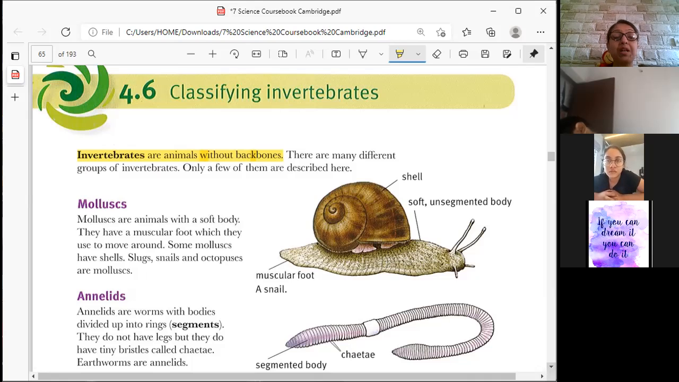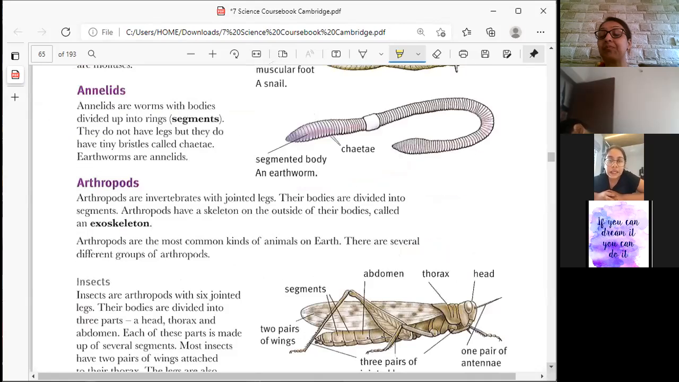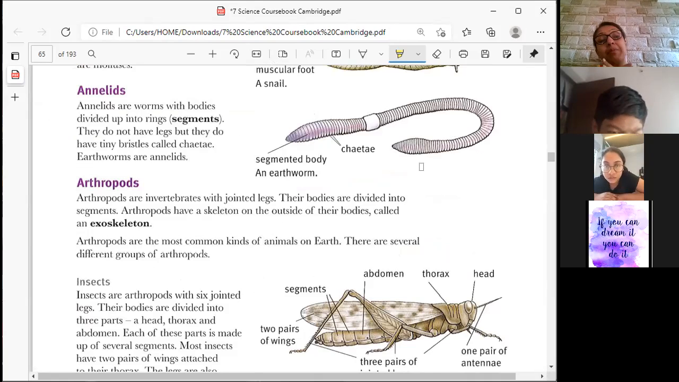So now we move ahead to the next group, and the next group of invertebrates is annelids. Annelids are worms with bodies divided up into rings. You can see those segments here on the earthworm's body. Can you see the earthworm's figure here? Can you see the rings? Wherever you see that rings are there, then you can call that particular worm, that particular living invertebrate, an annelid.